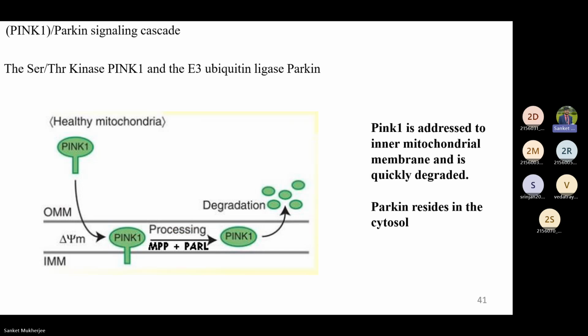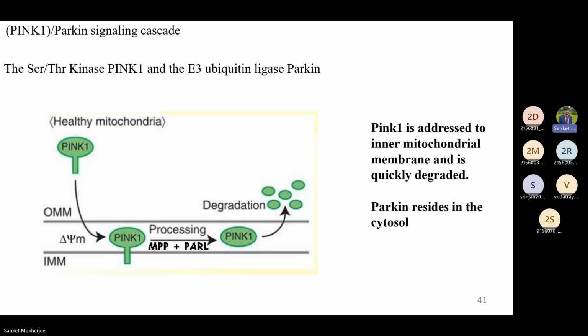So we'll talk about a signaling cascade, the PINK1-Parkin signaling cascade, which is important for degradation of mitochondria. If you remember, we talked about PINK1 and Parkin, both of these things, in Parkinson's disease. Okay, so we'll see how it is important.